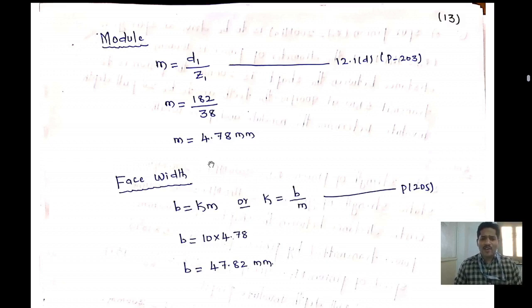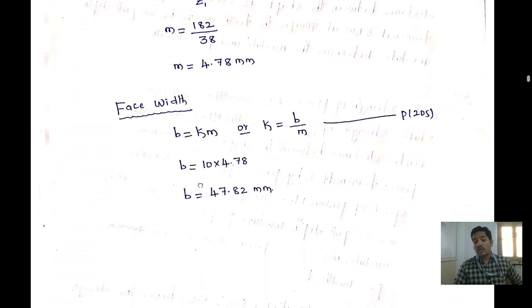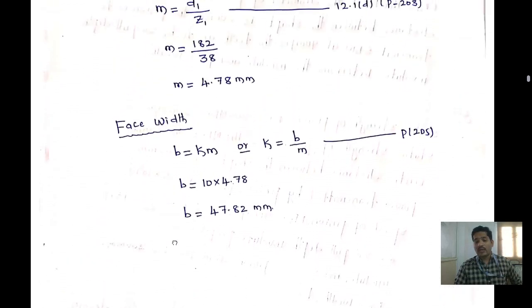After getting the value of module, what we need to find out here? We need to find out the value of face width. We have the formula of face width, k is equal to b by m. You have referred this formula from page number 205 of the Design Data Handbook by Mahadevan. Just multiply over here, k into m is equal to b. B is equal to k into m. K, how much did we get here? We got the load factor value as 10. Module value is 4.78. If you multiply these values, then you will get the answer 47.82.